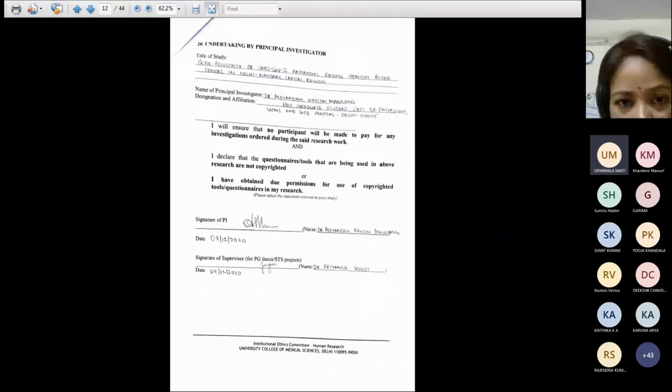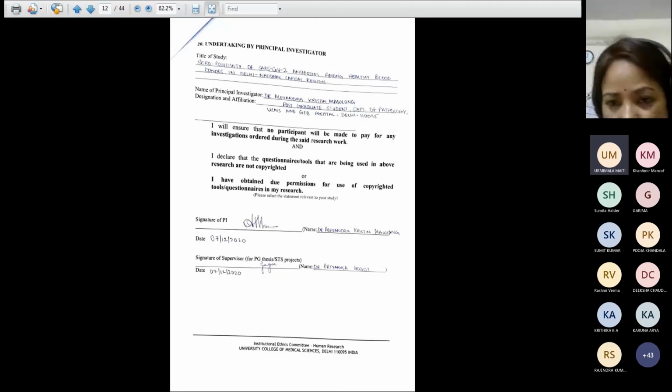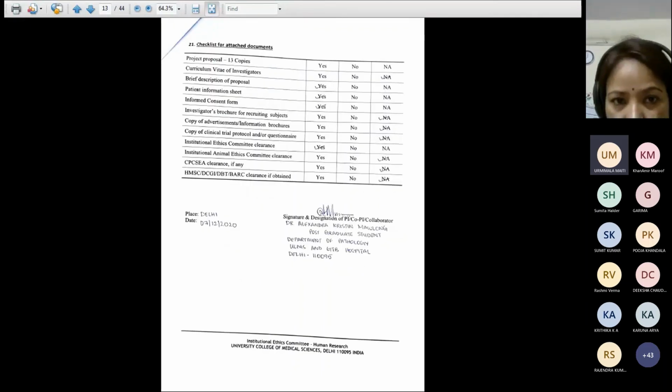Next, this is the undertaking which is done by the principal investigator. As I mentioned, it will very clearly state that no participant will be made to pay. The questionnaire tools are not copyrighted, so you have the permissions. You're making a statement about the permissions taken if you're using copyrighted tools or questionnaires, and you have made another statement that no participant will pay for it. So this is the checklist for the attached documents.